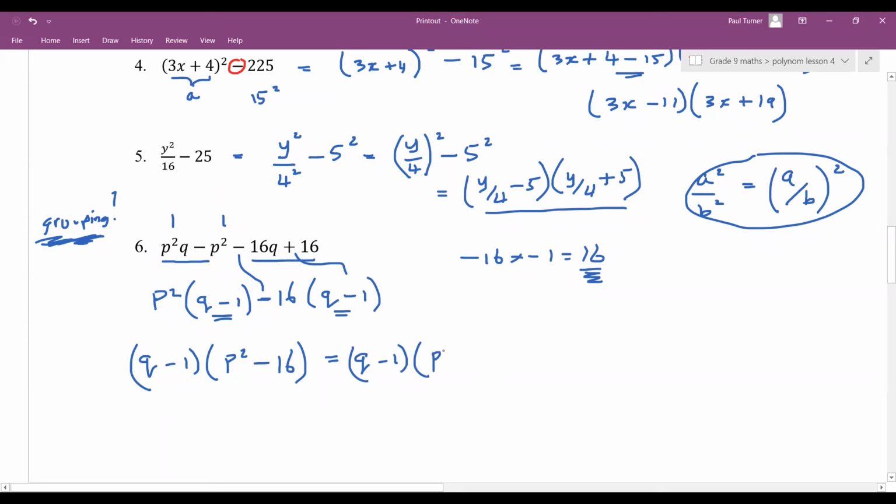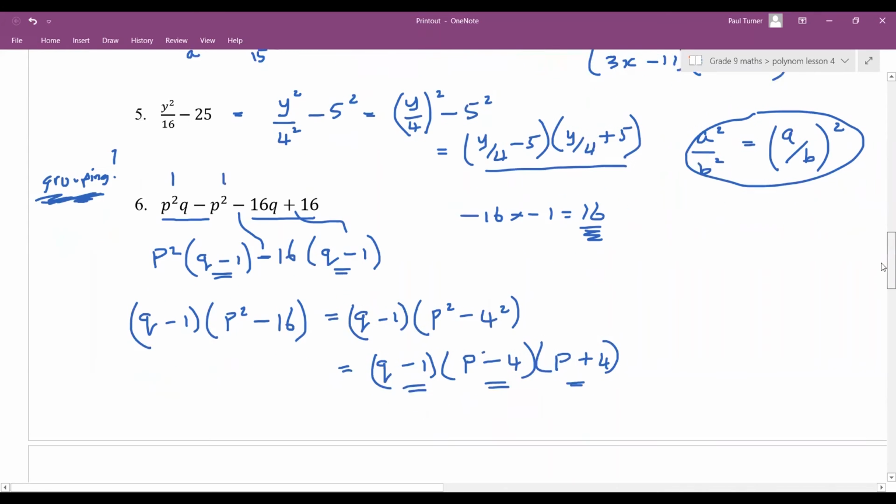And then we have p squared minus 4 squared. And then we use our rule to write the factors for that. So that's q minus 1, p minus 4, p plus 4, like that. So in this question, you ended up with 3 different factors. If you have the grouping method, that's quite possible. You're going to get more than 2 factors with the grouping method. Okay, so if you're copying that, I'll just move it up a little bit.